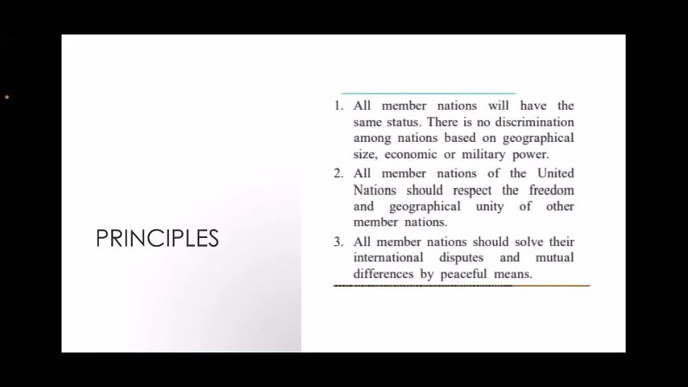Principles. All member nations have equal or same status. They are not discriminated based on geographical size, economic or military power. All member nations respect the freedom and geographical unity of other member nations. All member nations should solve their international disputes and mutual differences by peaceful means.